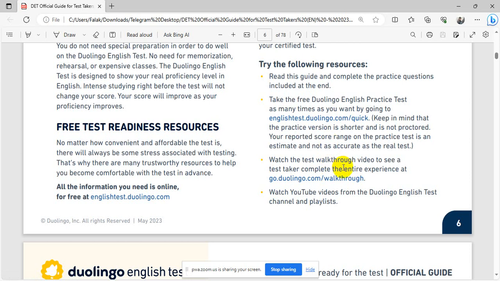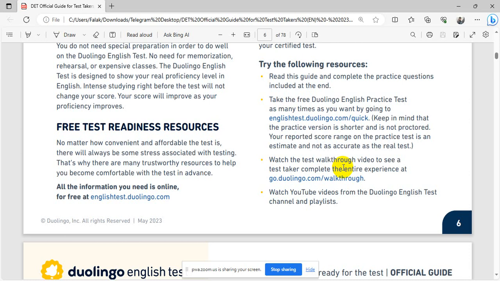And the next one is, take the free Duolingo English practice test as many times as you want by going to englishtest.duolingo.com/quick. Keep in mind that the practice version is shorter and is not proctored. Your reported score range on the practice test is an estimate and not as accurate as the real test.